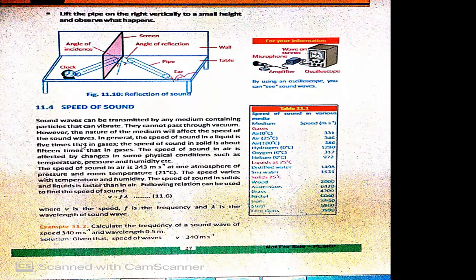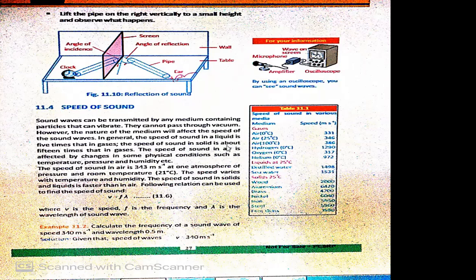Similarly, the speed of sound in solid is about 15 times that in gases. So in gases, the speed of sound is very less, but in solid it is very high. You can see values like 2000, 6420, 4700. It is about 15 times as compared to gases. So the speed of sound is more in solids than in liquids, and more in liquids as compared to gases.